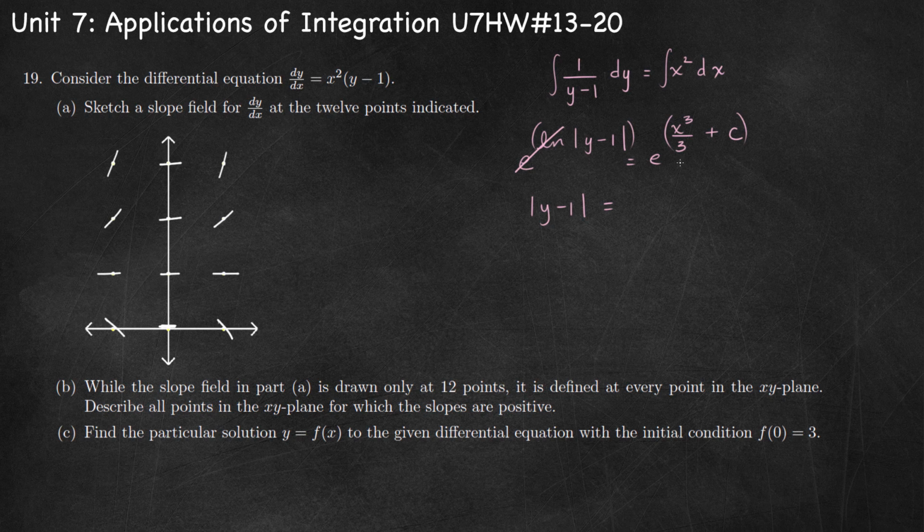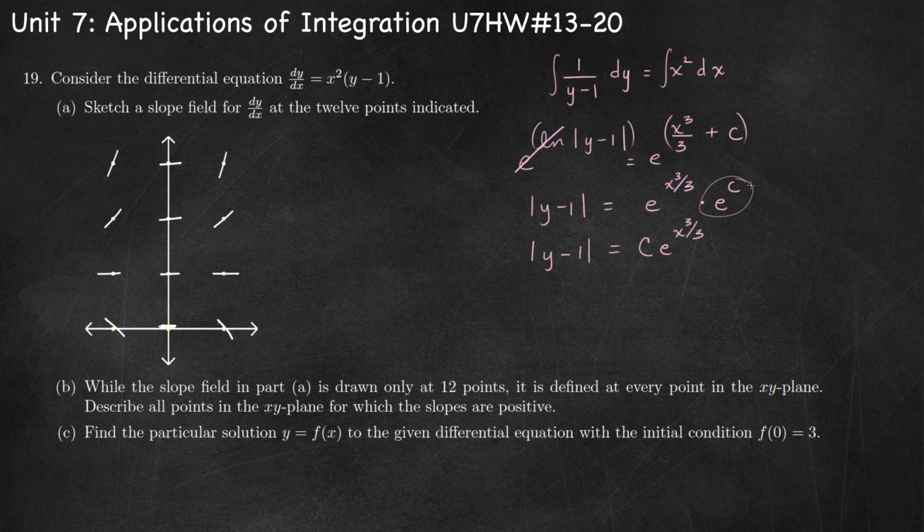Equals. On the right, we have e to the x cubed over 3 times e to the power c. You add exponents when you're multiplying numbers with the same base. So times e to the c. Now e to the c is just a constant, and I can call my constant term by any name I would like other than one of my variables. So I choose to keep calling my constant term c. So I'm just going to call this c. So now I have absolute value of y minus 1 equals c times e to the x cubed over 3.